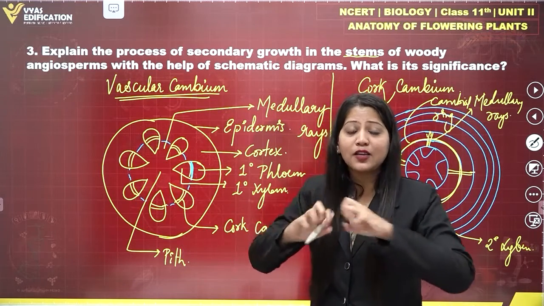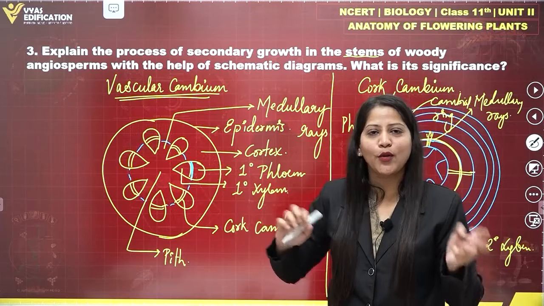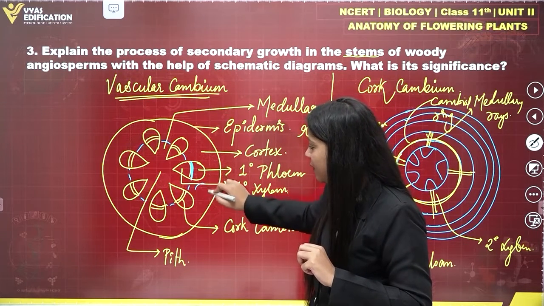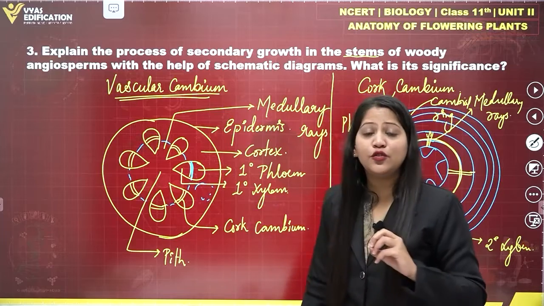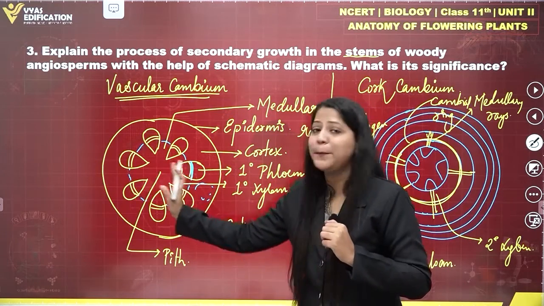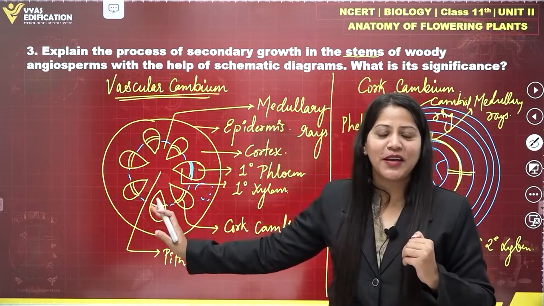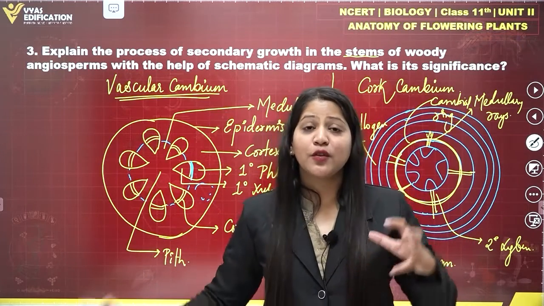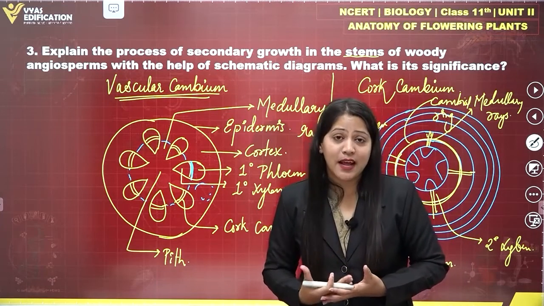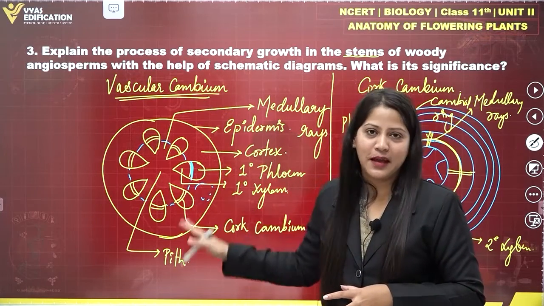This ring cuts off new cells on both the sides. The cells on the outer side here are going to convert into secondary phloem, and the cells present towards the pith are going to differentiate into secondary xylem. So this is how the secondary growth takes place in dicot stem with the help of Vascular Cambium.